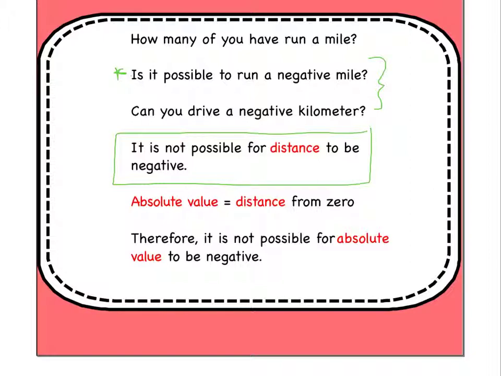Since absolute value is the distance from 0, absolute value is always positive. I'm going to write that down below here. Absolute value always equals a positive.